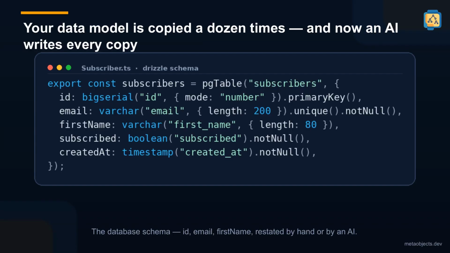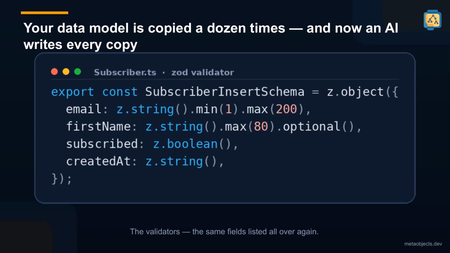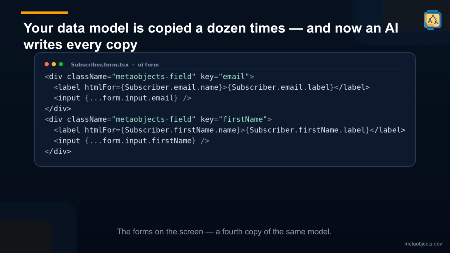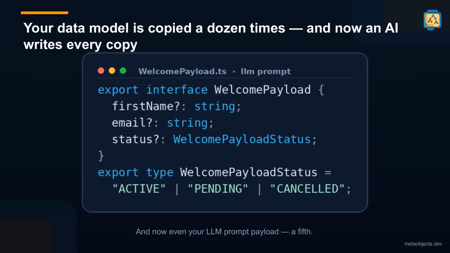Let's see that problem up close. Every app defines the same domain model a dozen times. It's in your database schema. It's in the validators that relist every field. It's in your API routes and their types. It's in the forms on the screen. And now it's even in your LLM prompt payload, and again, in every language you ship.